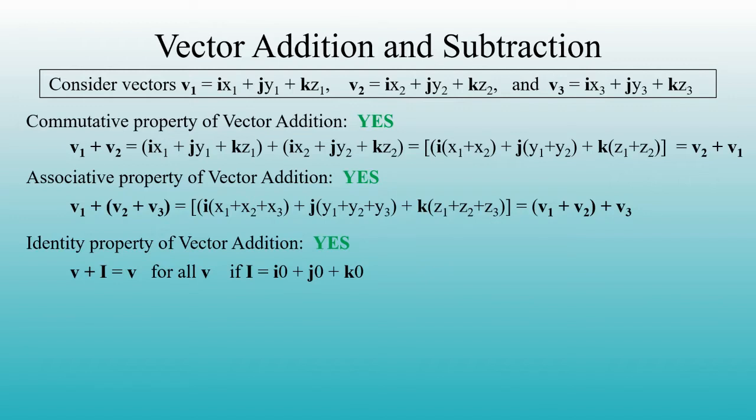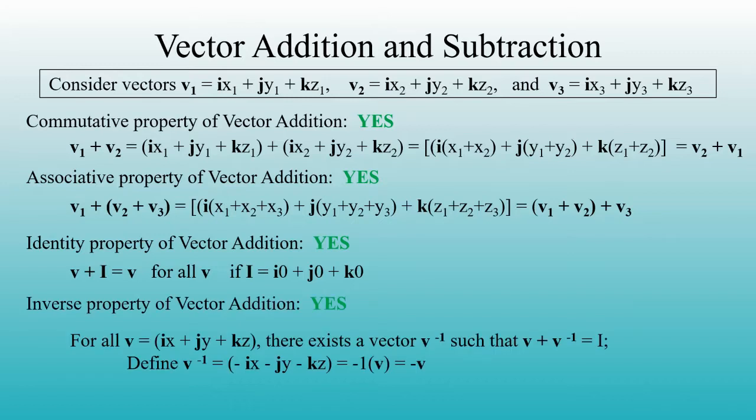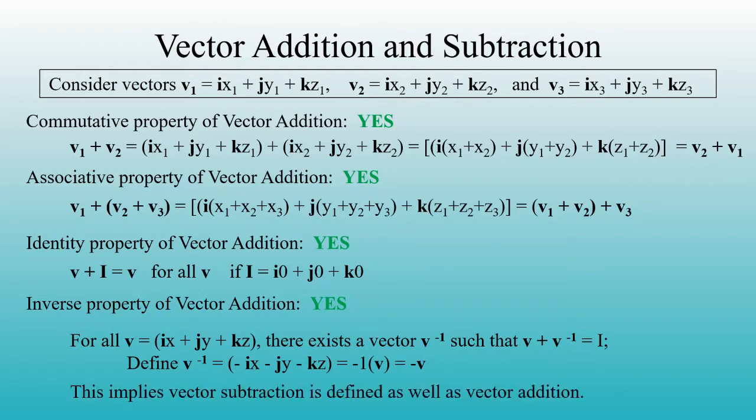Now the all-important inverse property. For every vector v in the set of vectors, is there another vector, let's call it inverse v, such that v plus inverse v equals I, the identity vector? The answer is indeed yes. It is -1 times v, or minus v. This last property means that vector subtraction is defined as well as vector addition. v minus v equals 0.